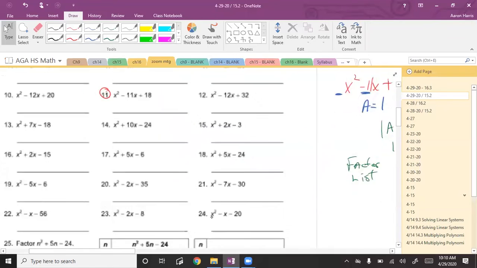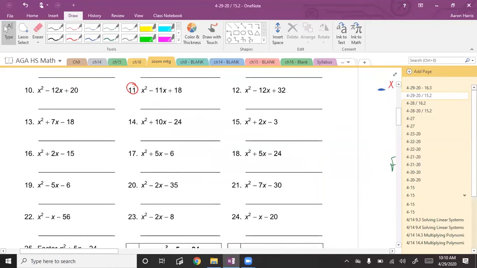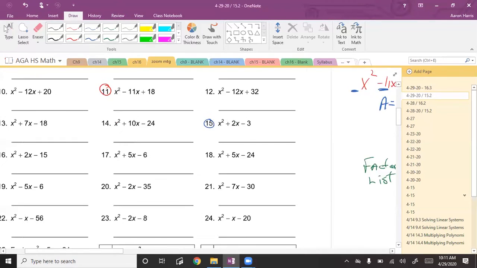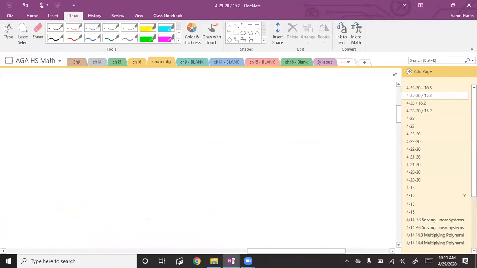Let's pick one. You pick any number you want. I don't care. We'll do it. Leah, 15? Okay, there you go. So we got 2 and a negative 3. So x squared plus 2x minus 3. All right, work me through it.